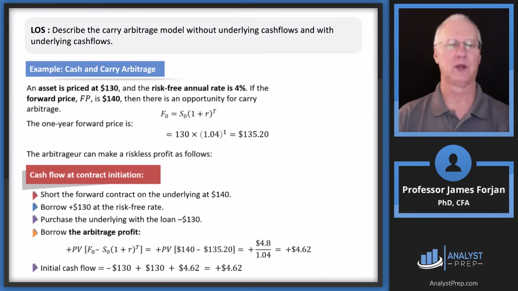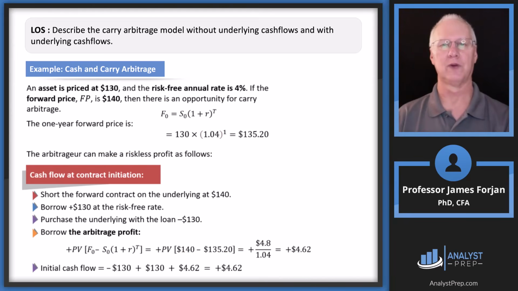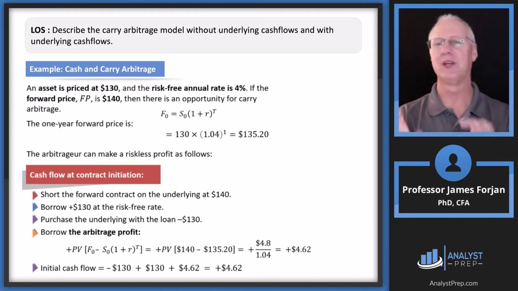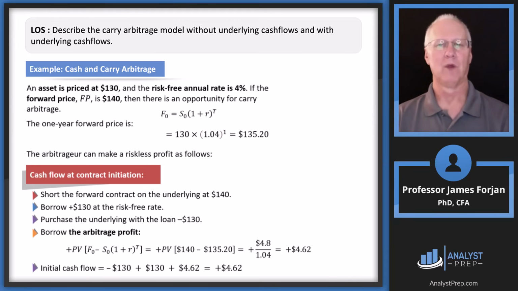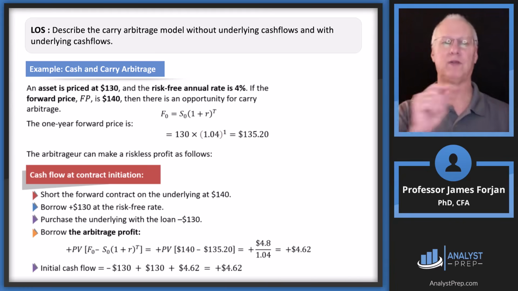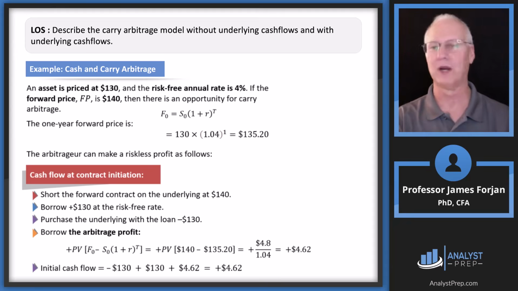Let's suppose we have an asset priced at 130, spot price 130, risk-free rate 4%, and the forward price is 140. So let's go ahead and throw our simple old compounded time value of money formula at this model. So we have the 130 times 1.04. We're just assuming for simplicity's sake 1 year. So there's 135.20. So clearly 140 is greater than 135.20. So what we're going to do is follow these steps, right? So the forward 140 is greater than the 135. What did I tell you? We're going to short the forward contract.